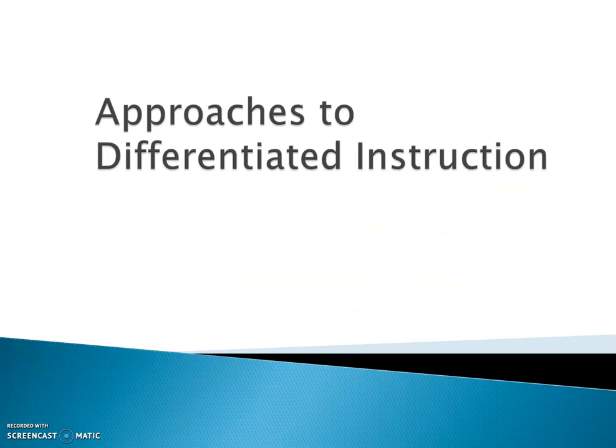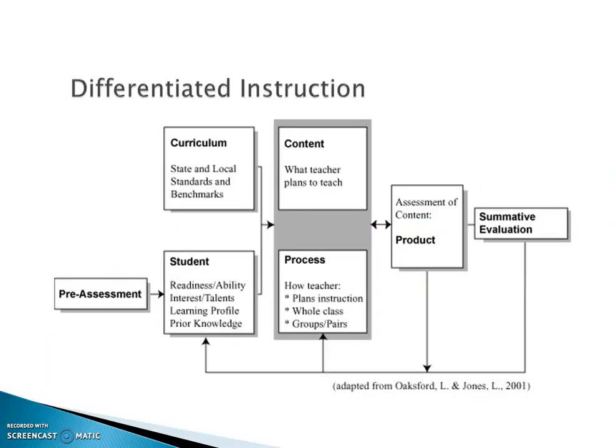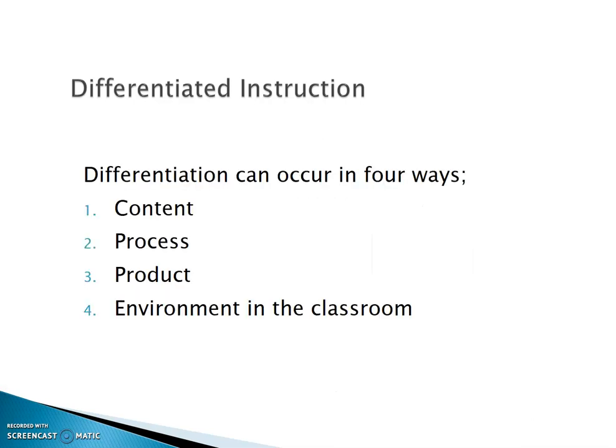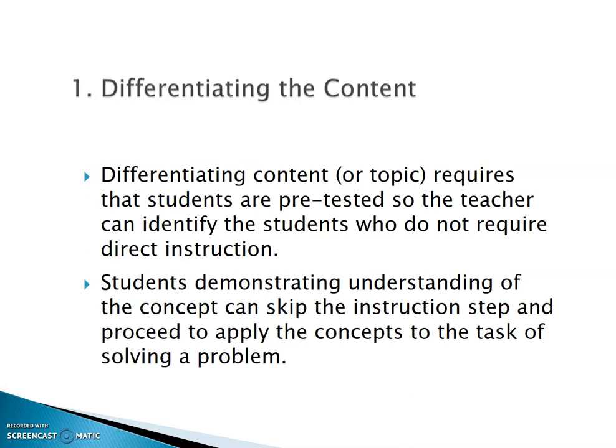So there's 4 different approaches to differentiated instruction. There's a number of diagrams that explain them, but I think simply this: we can differentiate the content, we can differentiate the process of teaching, the products of teaching, or we can differentiate the environment in terms of the classroom and how we teach. So differentiating the content is simply this: if a student already knows everything about your module, then they should get an exemption from it.